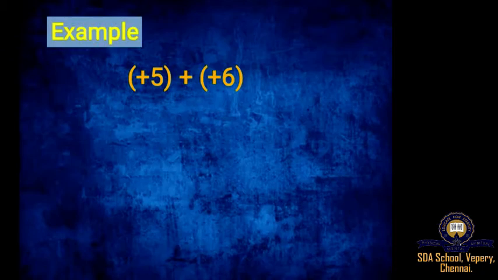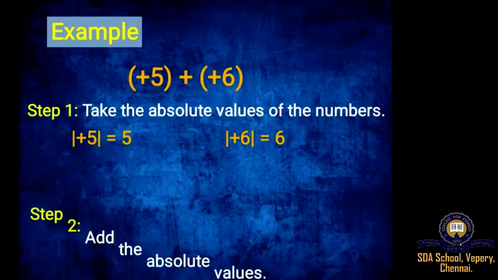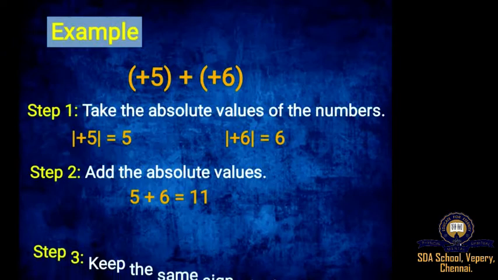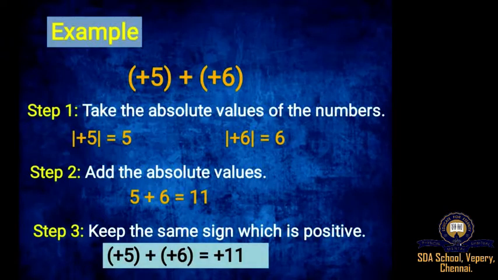+5 plus +6. In the first step, we have to find the absolute values of the numbers. The absolute value of +5 is 5 and the absolute value of +6 is 6. In the second step, we add the absolute values, so it is 5 plus 6, which is equal to 11. In the third step, we keep the same sign. Here both have the same sign, positive. So +5 plus +6 is equal to +11.